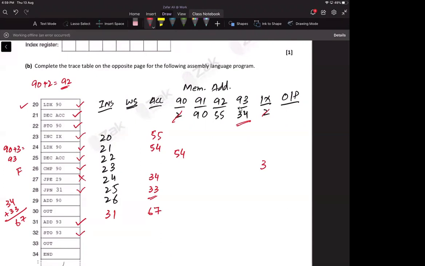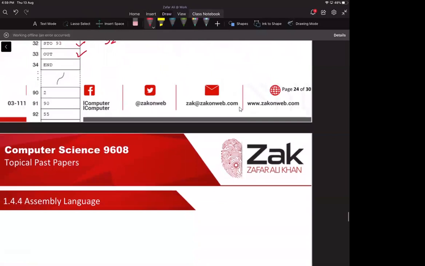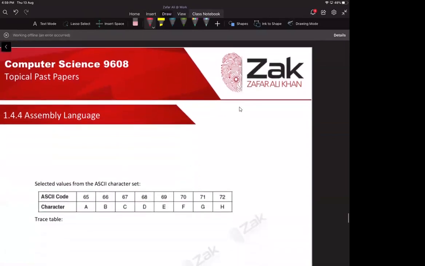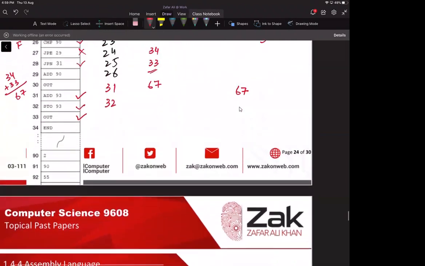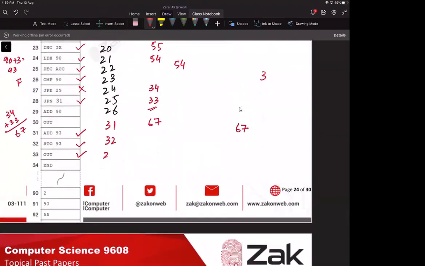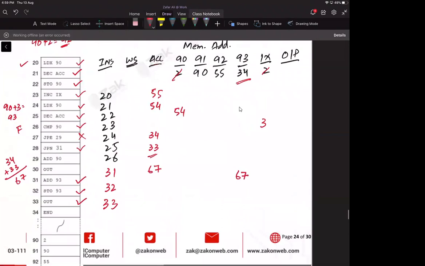So the content of the accumulator at instruction 31 would become 67. 67 will then be stored at 93, at instruction 32. So this has become 67. It is stored and then out. So what is at 67? 67 has got what? C. So this C will be output at which instruction? 33. So in front of 33, we will say C. And then the program ends.